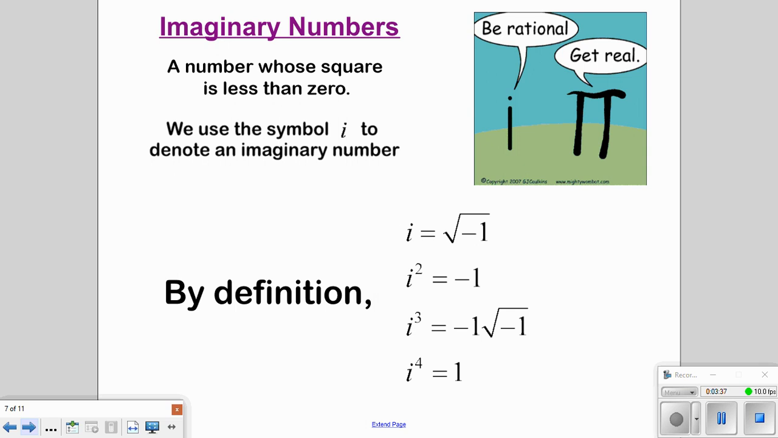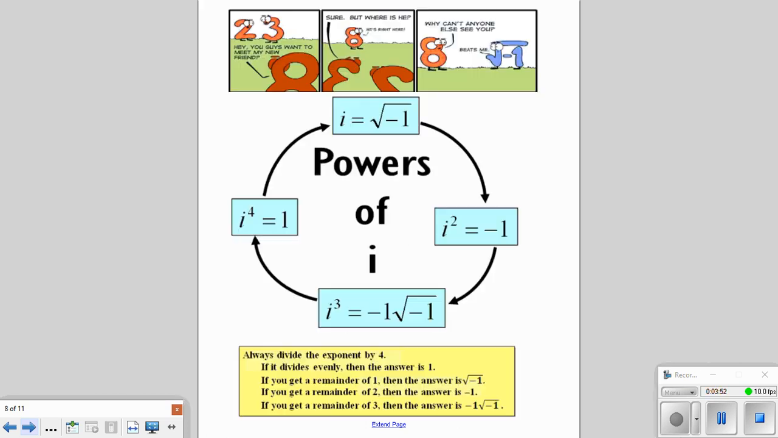Next up, we got to talk about imaginary numbers. Imaginary numbers are numbers that we cannot find the square root of because we cannot find the square root of a negative number. So this circle right here basically lets us know that if, when we do this, we get a remainder of certain things, it will help us to figure out what these powers are.